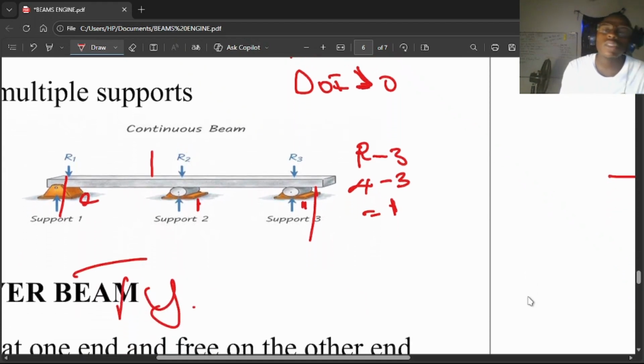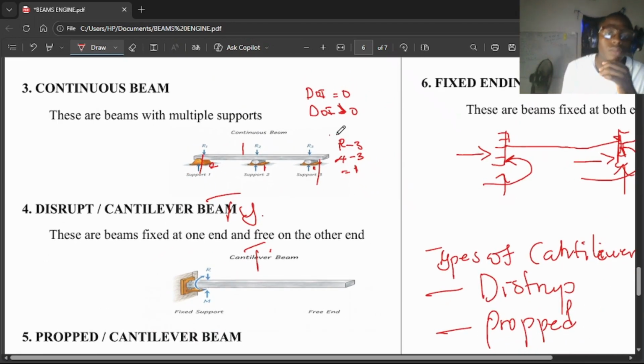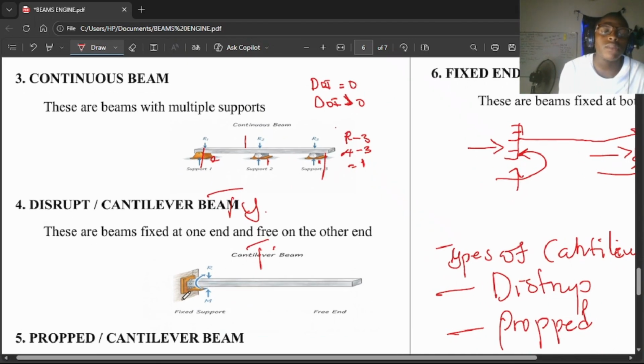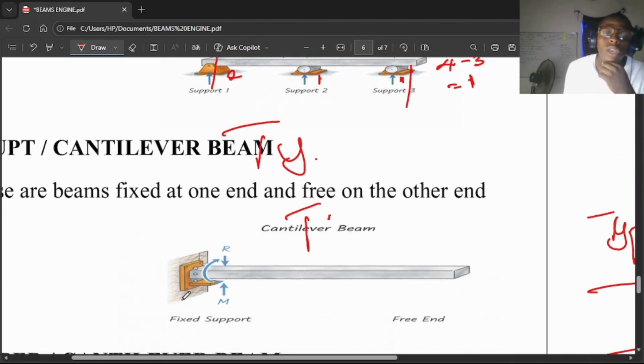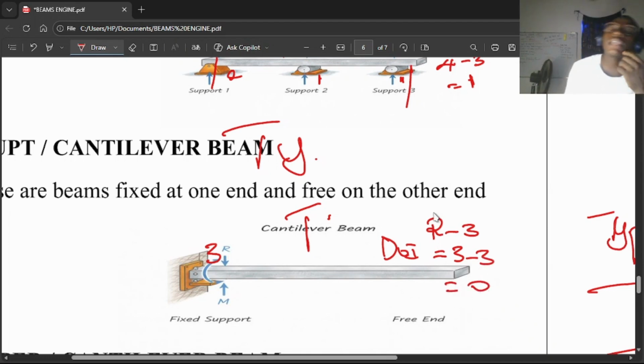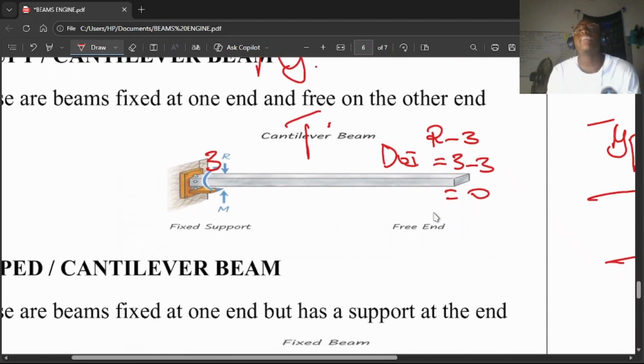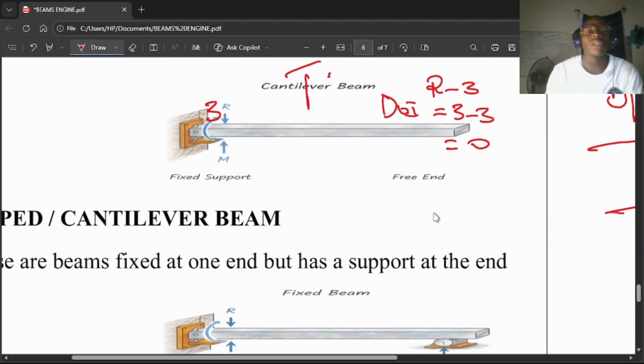Now, what's the next beam which you need to consider? The next beam which we are to consider is what we call the fixed beam. And what's the fixed beam? On this beam, we basically have one end being fixed. Am I communicating? So we are going to have three reactions here. So what's our DOI? Your R minus 3, your DOI will now be simply 3 minus 3, right? And that gives us zero. So you can see that your fixed cantilever beam is a good example of a statically determinate beam.